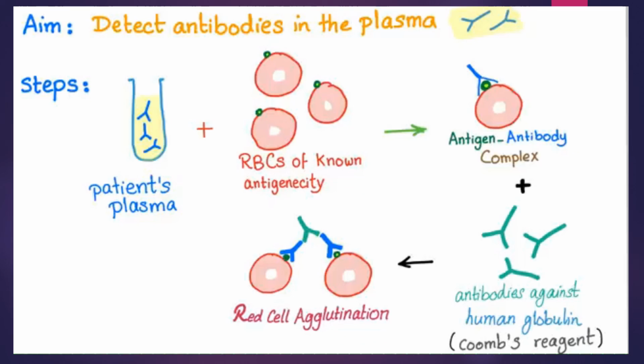We use indirect Coombs test in the process of cross-matching before giving blood to a patient. So, antibody screening in pre-transfusion testing. That's number one. Number two is to screen pregnant women for antibodies that can cause hemolytic disease of the newborn. So, first, to screen in pre-transfusion settings. Second, to screen pregnant women for hemolytic disease of the newborn. That's the indirect Coombs test.